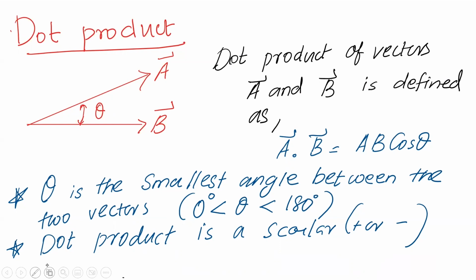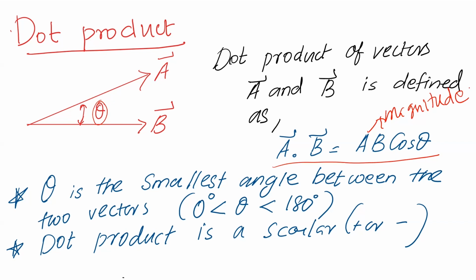Let's say I have vectors A and B as shown in the figure, and the angle between vectors A and B is theta. The dot product of A and B is defined as A dot B equals the magnitude of A times the magnitude of B times cos theta, where theta is the angle between the two vectors. Theta is always the smallest angle between them and ranges from 0 to 180 degrees.